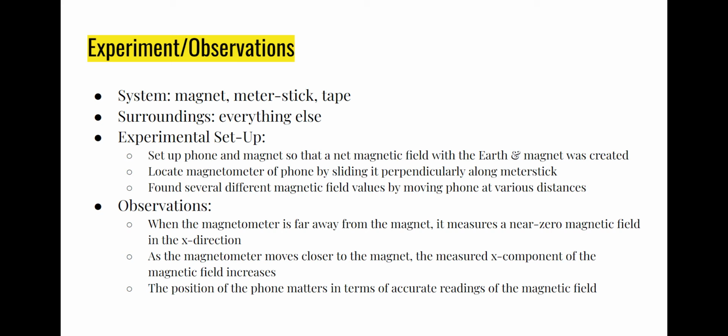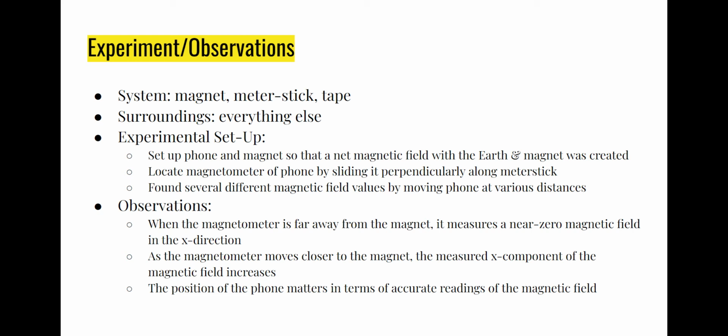The setup for this lab was to set up the phone and magnet so that a net magnetic field with the earth and magnet was created. Locate the magnetometer of the phone by sliding it perpendicularly along the meter stick. Found several different magnetic field values by moving the phone to various distances.